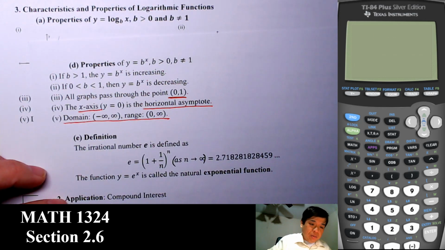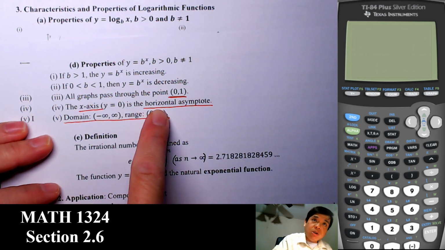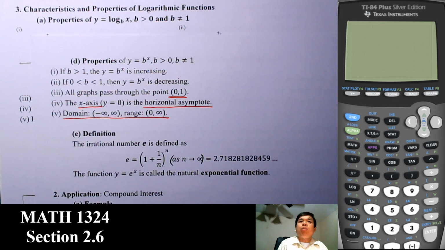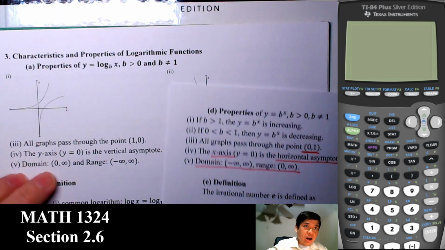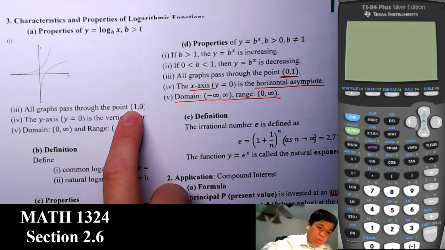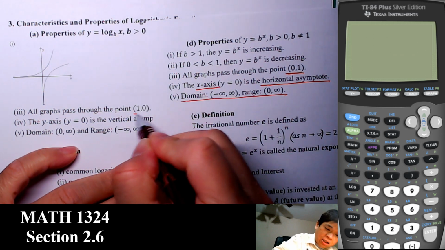Now, remember, it goes through the point (0, 1). The x-axis is the horizontal asymptote. The domain and range is that. Now, remember, the log and exponential functions are inverses of each other, so we're going to swap everything. Put side by side here. This is the log. So instead of going through the point (0, 1), it will go through the point (1, 0). As you see, we're swapping everything.